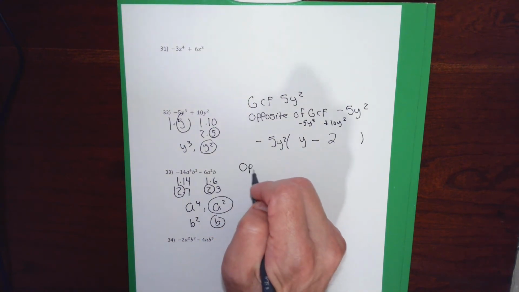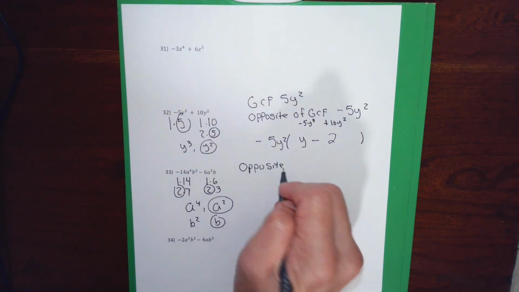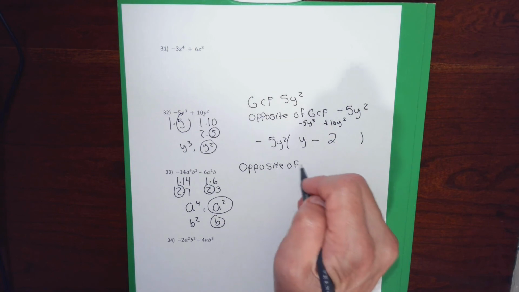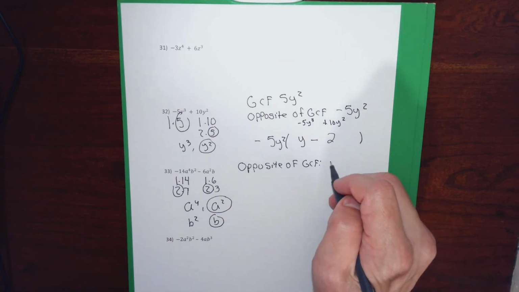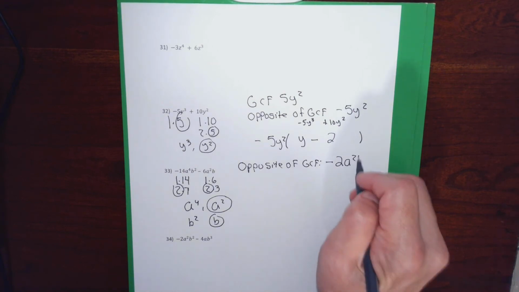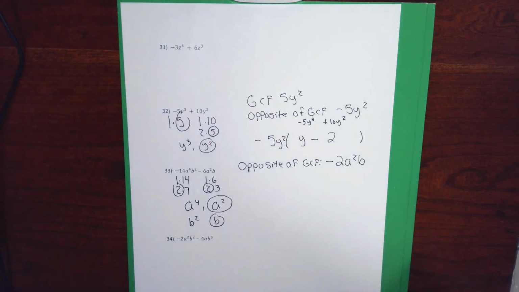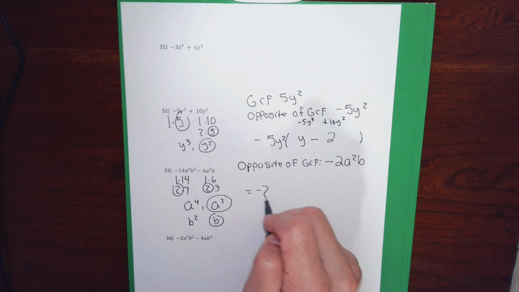So I'm just going to write down the opposite of the GCF because that's what I need. I could write the GCF down and then write its opposite, but that's inefficient. So the opposite of the GCF is going to be negative 2a squared b. I don't even need to write that down as a sentence. I can just write it. But that's what I'm going to factor out.